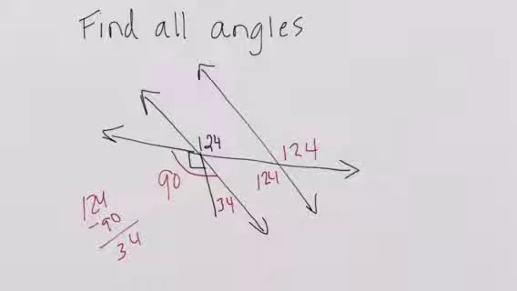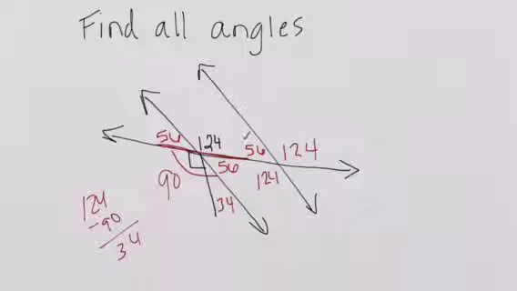Now, we're going to fill in the rest of the angles. We've got 124s. So if we take 180 and we minus 124 from 180, we're going to get 56. So this angle right here is going to be 56 because it's supplementary. It sits on the same line as 124. And this angle is going to be 56. And this angle is going to be 56.